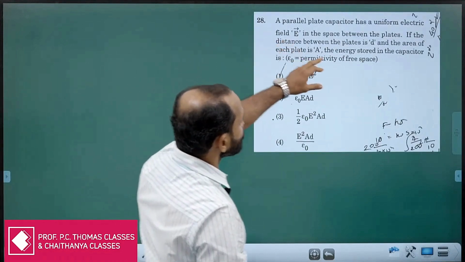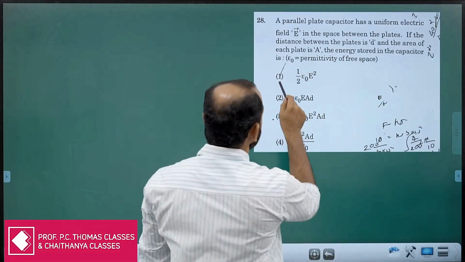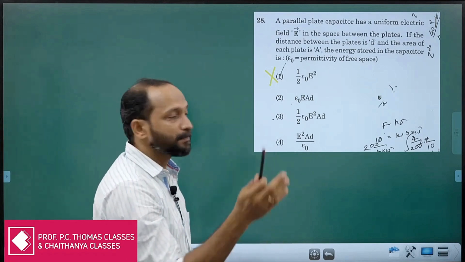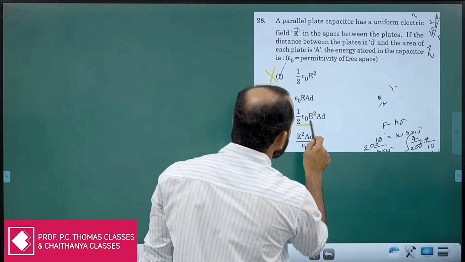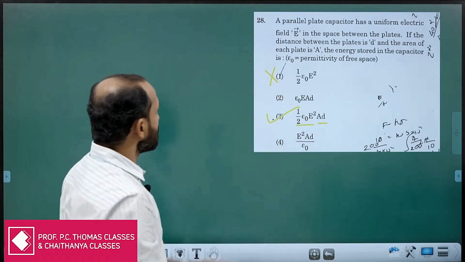28th one. It's also really confusing. Energy stored in capacitor is not energy density. You may answer first one, but that is incorrect, because energy is energy density multiplied by volume. Energy density is half epsilon 0 E square, volume is Ad. So the answer is third option. Really, all the options are confusing.